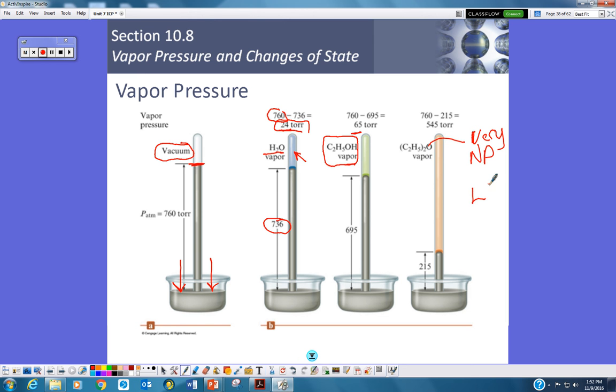And then this is a very nonpolar molecule, only experiencing London dispersion forces, so we see a real high vapor pressure, and it's going to push that mercury column way down. And so we see that we have like 545 torr. That means it's going to go to vapor way easier than anything else. Most they'll ask you to do is give you a column height, and you need to determine its vapor pressure, and you do that simply by subtracting it from the standard pressure.